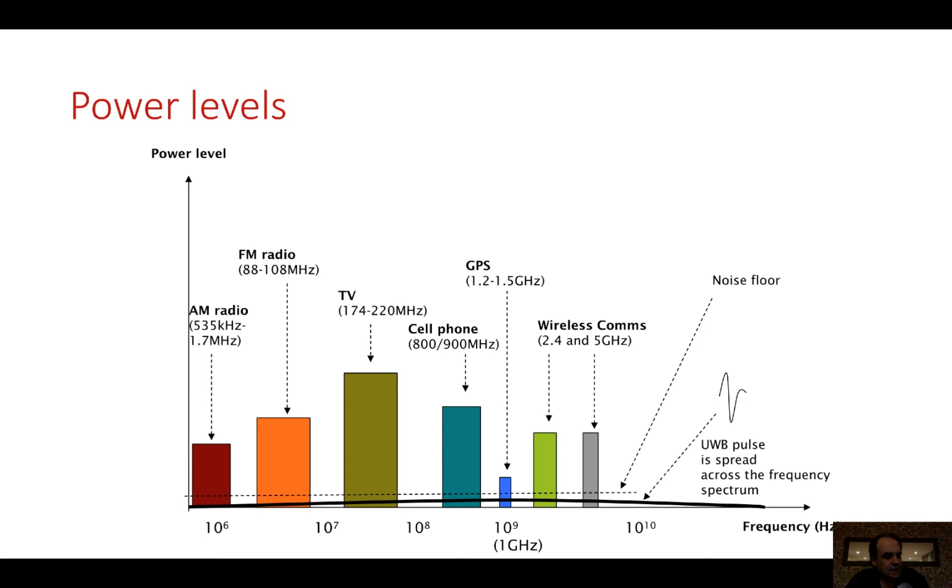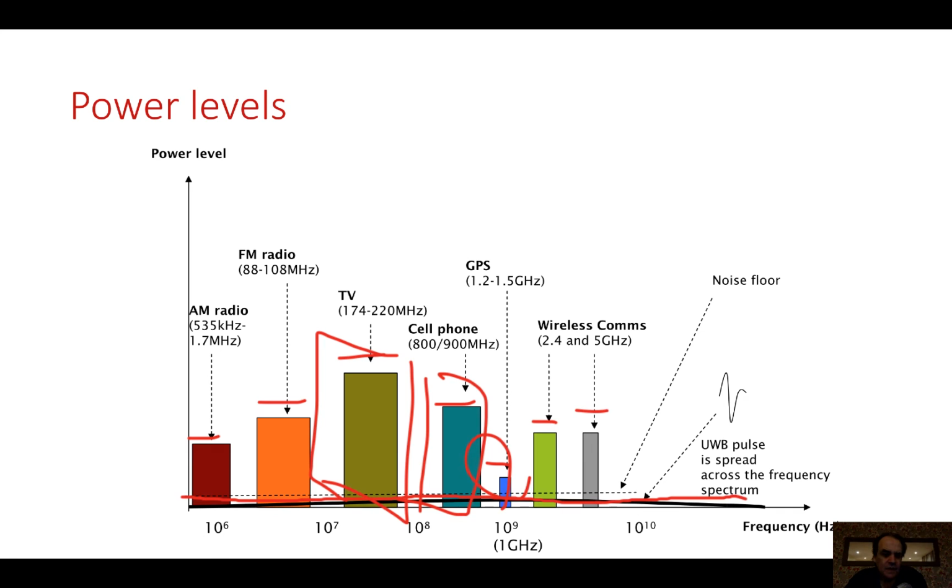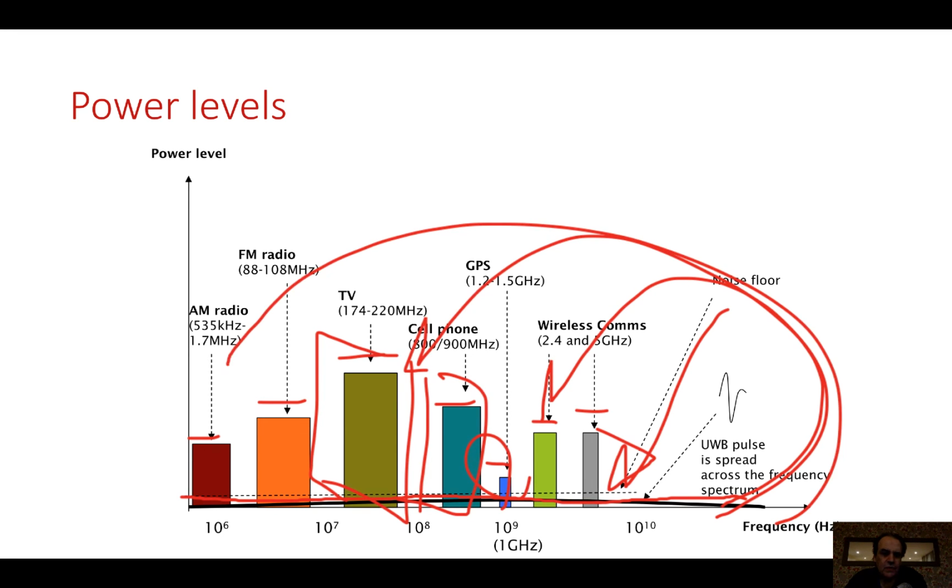And this is the spectrum here. Roughly, this is the amount of power that we would see if we looked at our spectrum. TV is a very strong signal, so is cellular. GPS doesn't lose so much, and so on. But ultra wideband doesn't actually have a frequency. It tries to spread itself across the whole of the band and then go below the noise floor. This allows ultra wideband not to affect any other communication mechanism that we might use.